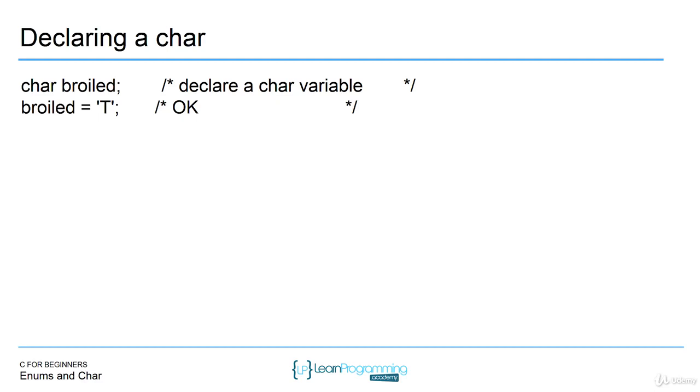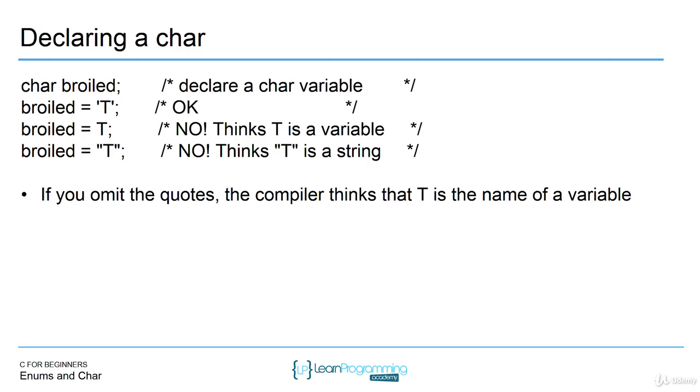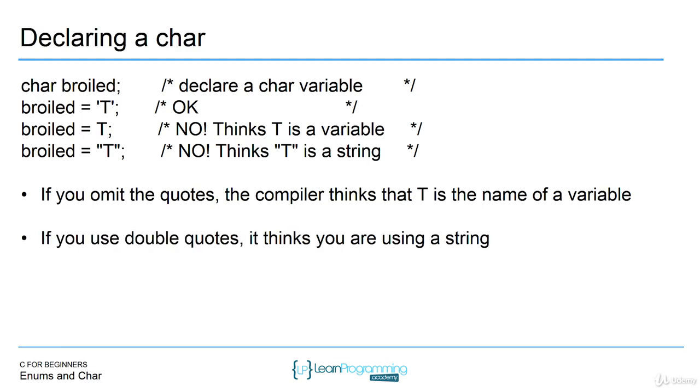That's declaring a variable named broiled of type char. When we assign to that variable, we put the value inside single quotes. So broiled equals 't' is perfectly fine. If we try to say broiled equals t and t is not inside quotes, that's not okay because t is a variable. And that would not be valid unless t is also of type char. Here we have broiled equals double quotes t. Again, that's not valid because double quotes in C means it's a string, which we'll talk more about. So if you omit those single quotes, the compiler is just going to think that t is the name of a variable, and it's not going to work. If you use double quotes, it's going to think you're using a string, as I mentioned.